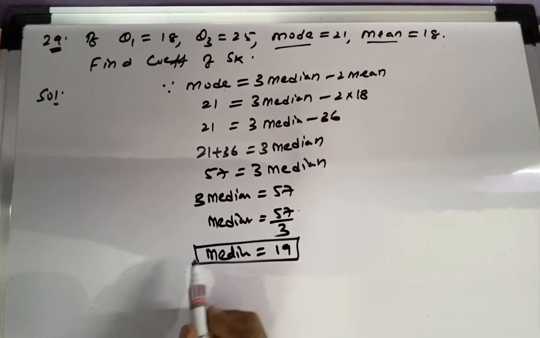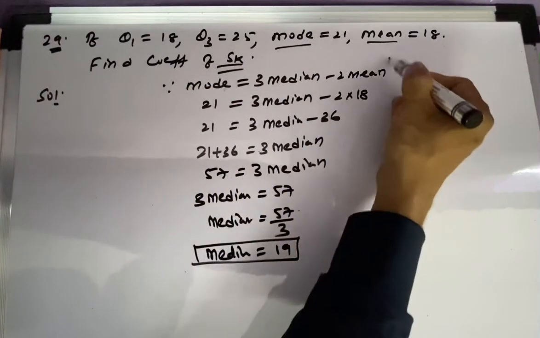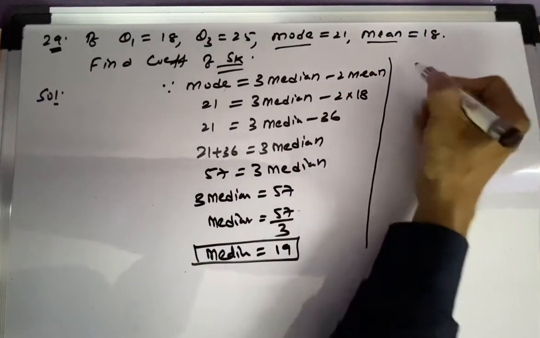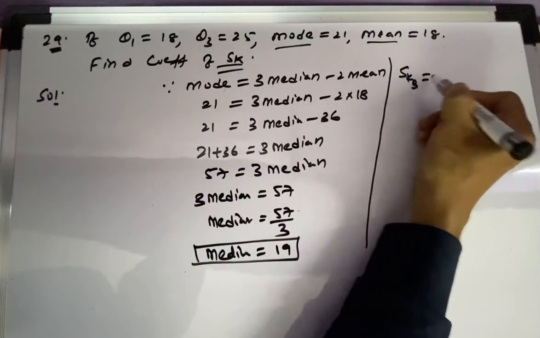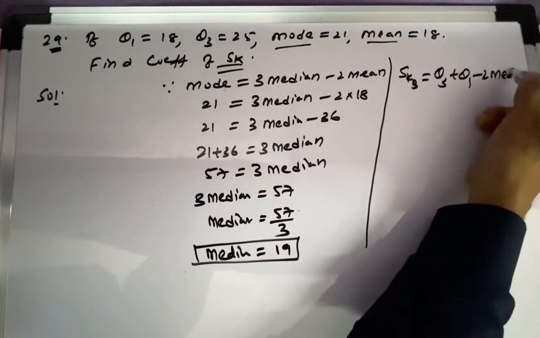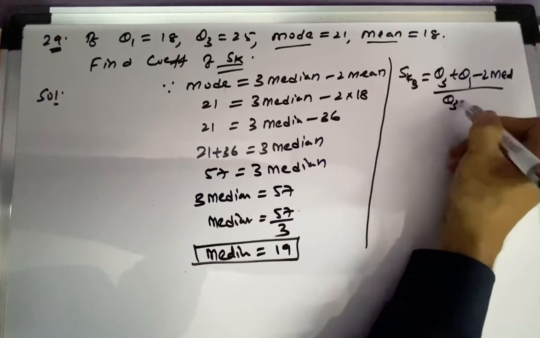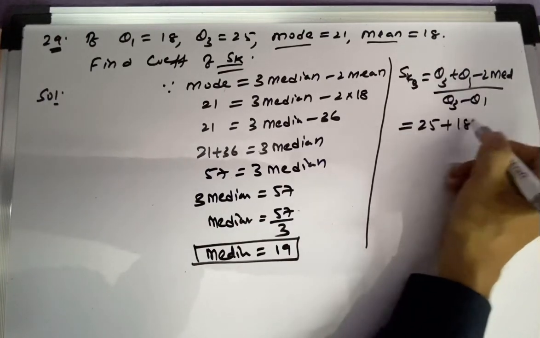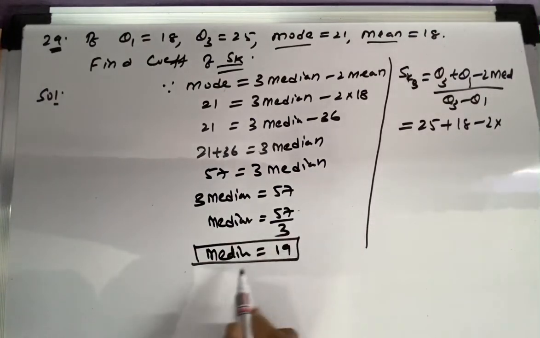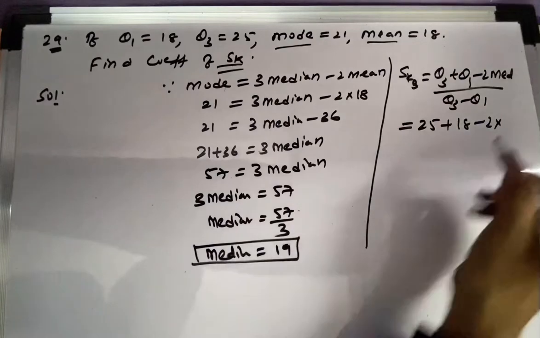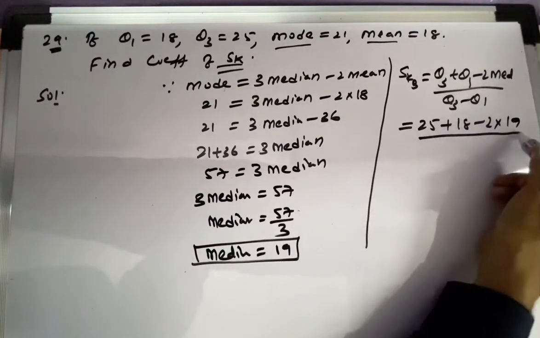We got the median answer, but they are asking us skewness. Because they have not mentioned Karl Pearson's or any particular skewness, we can use Bowley's skewness because we have the formula Q3 plus Q1 minus 2 median by Q3 minus Q1. Here Q3 25 plus Q1 18 minus 2 into median, which was not there. That's why we have used this relationship as we have done in the previous problems. 19 by Q3 minus Q1.